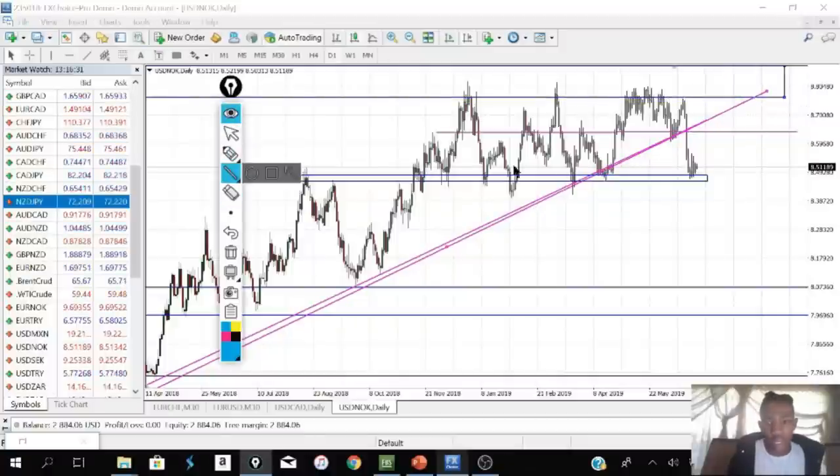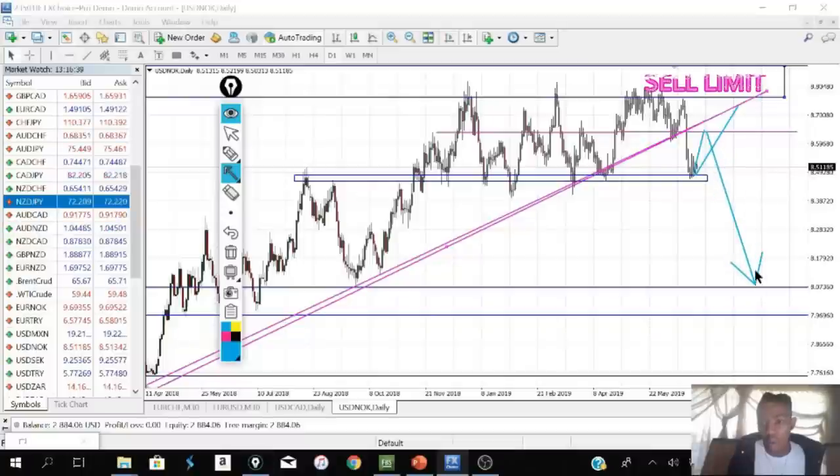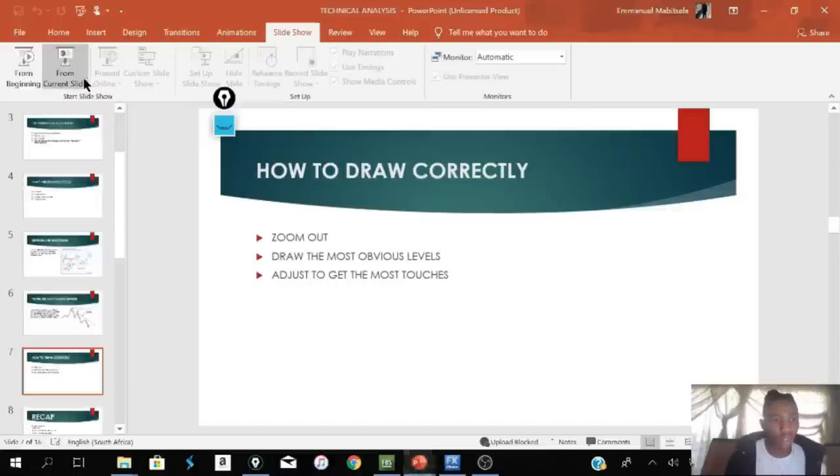But why would I do that? I'm seeing that after a cross, I want to enter upon retest. By so doing, I'm seeing the sell going from here, or basically from around here. And now let's continue with the current slide.